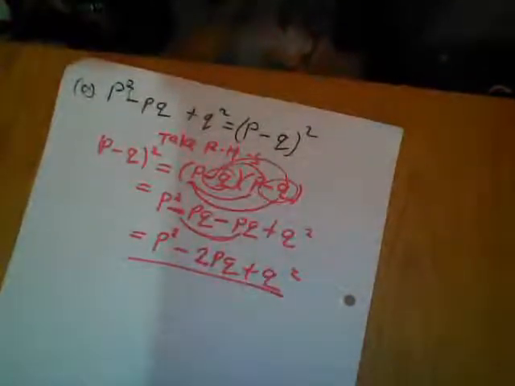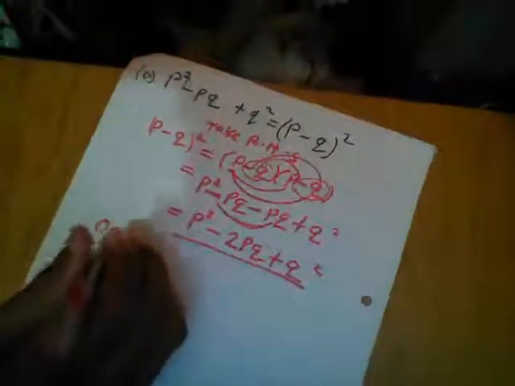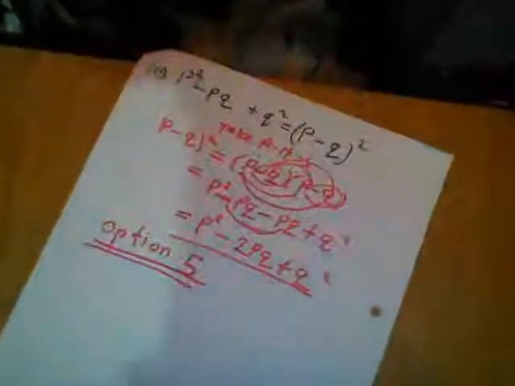So we see none of them is true. But let's check the options now. Option 5, none of them. I'll go for option 5. So question 2 is option 5. Let's go to question 3, man. Let's go.